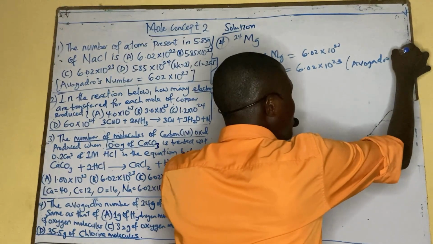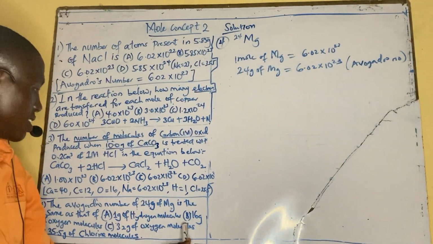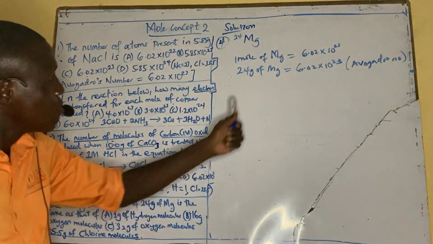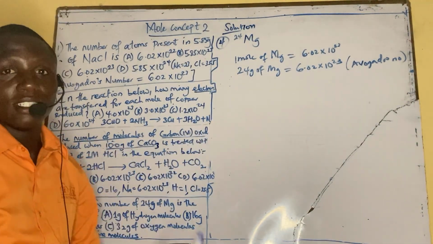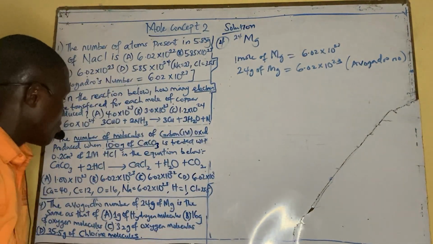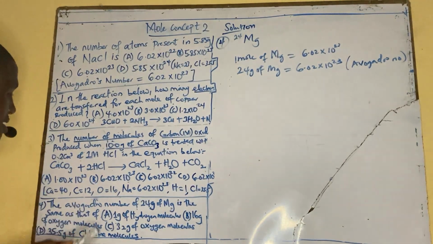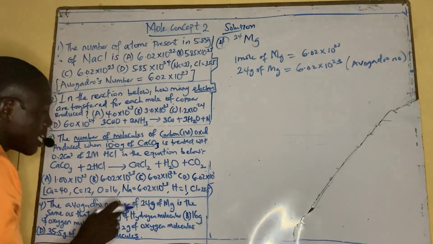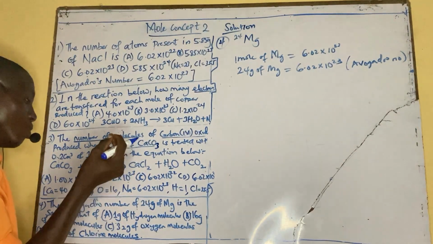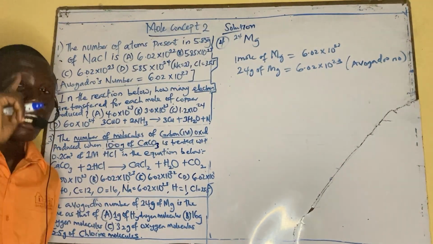The question now is which of these options is equivalent to what is given to us. The first thing now, you begin to cross-check the answers. Now look at this. They said 1 gram of hydrogen molecules.